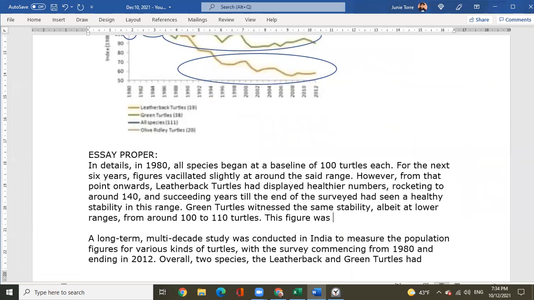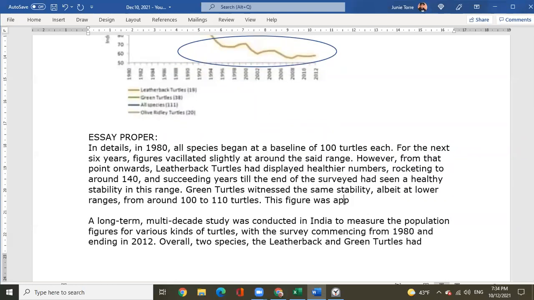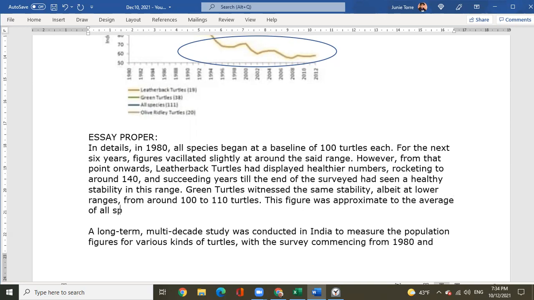And then this figure was similar, approximate to the average of all species taken into account. All right. And then let's now end with olive ridley turtles.